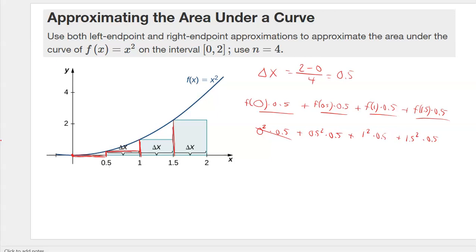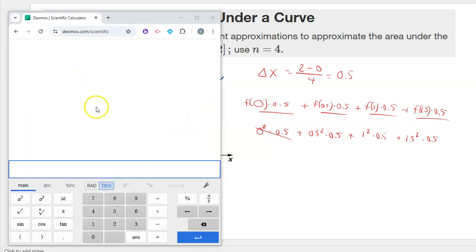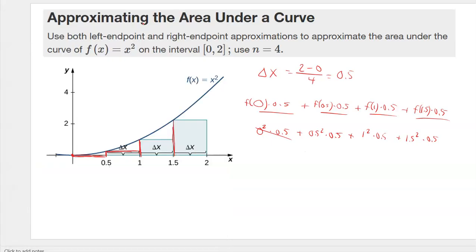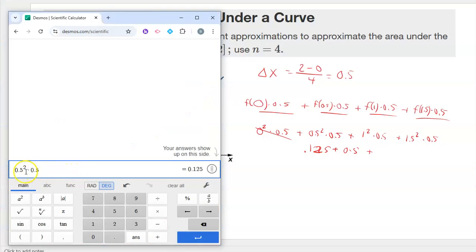0.5 squared times 0.5. It's definitely worth getting my calculator out for this one. 0.5 squared times 0.5 is 0.125. 1 squared is 1 times 0.5 is 0.5. And the last one, changing that 0.5 to a 1.5, is 1.25.